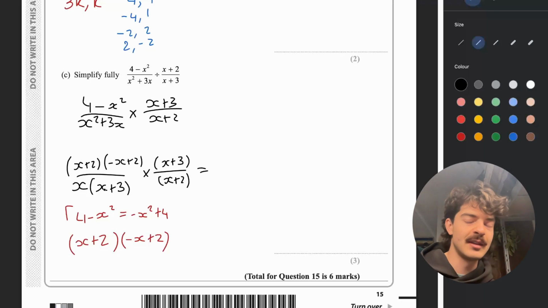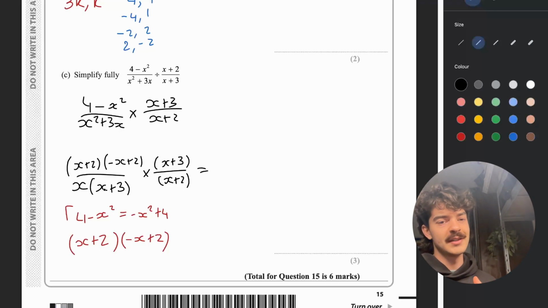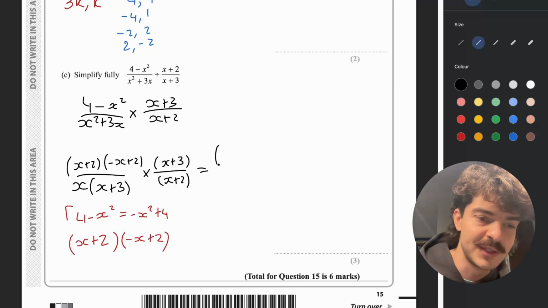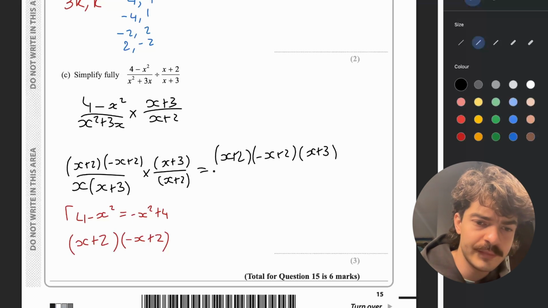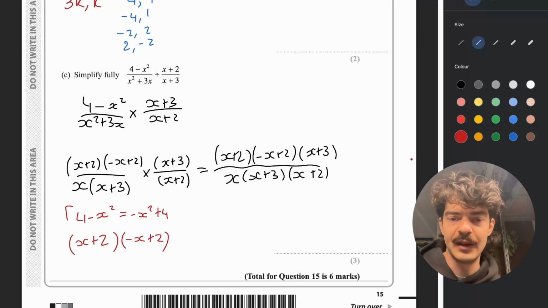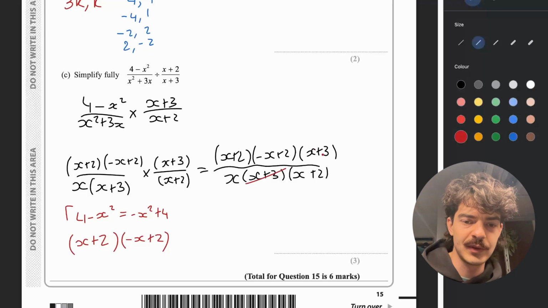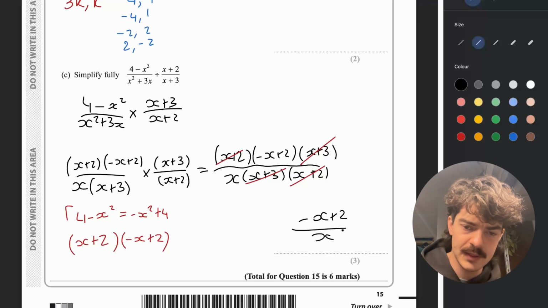Let's put this all together now. When multiplying fractions, you can just put the numerators together and the denominators together as though they're multiplying. So on the top, we'd have x plus 2, minus x plus 2, x plus 3, over x plus 3, x plus 2. And let's just cancel out everything that's the same. We've got this x plus 3 and this x plus 3, and x plus 2 and x plus 2 go, and you are left with minus x plus 2 over x.